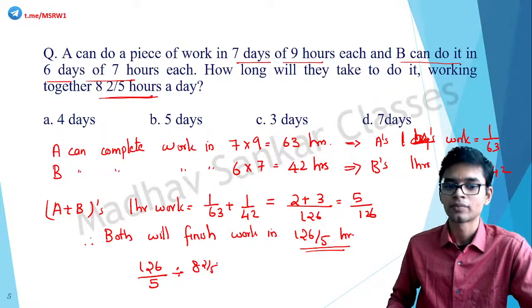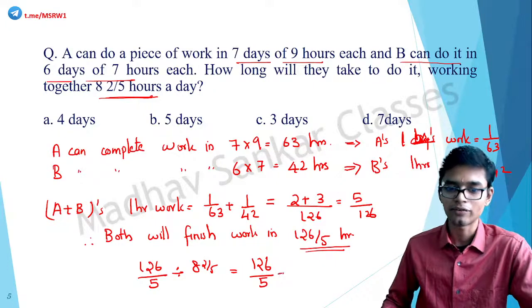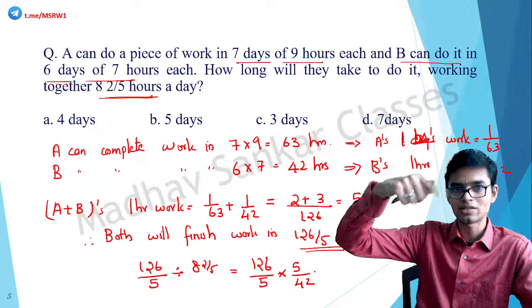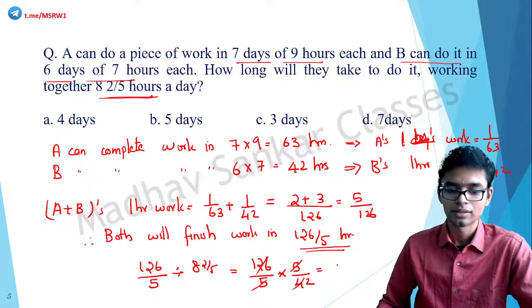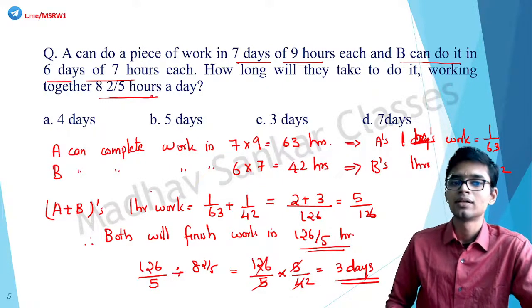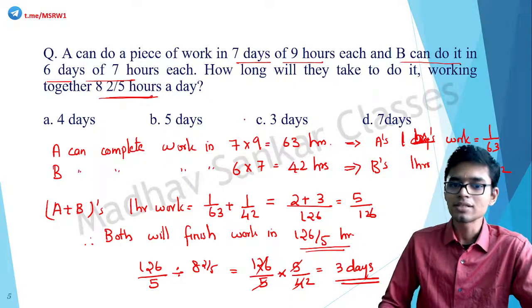Correct? This is equal to 126 by 5 divided by 42 by 5, since 8 into 5, 40 plus 2 is 42. Okay, you know division is multiplication by the reciprocal, so into 5 by 42. So this is 3 days. Correct? I hope you understood. So the correct answer is option C.